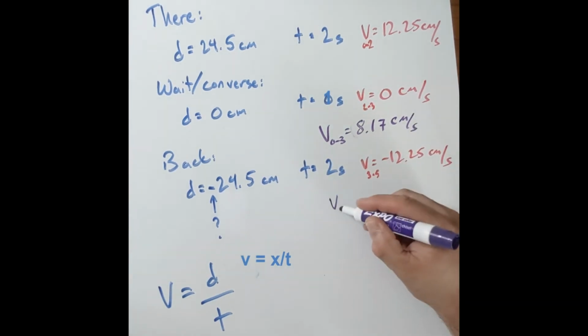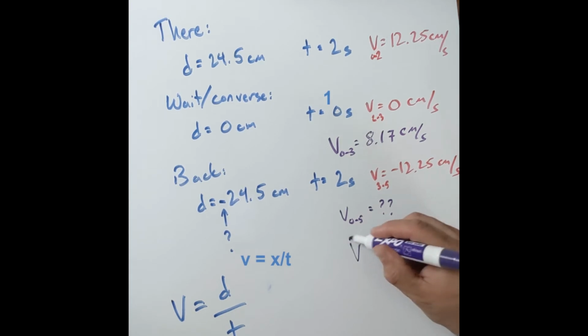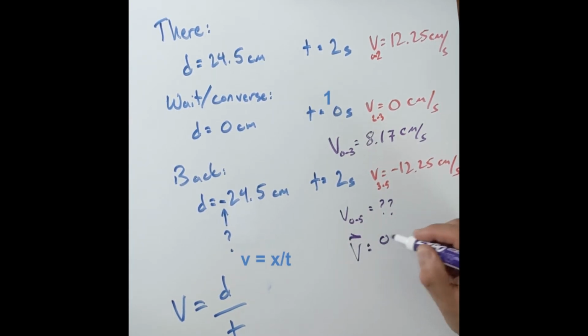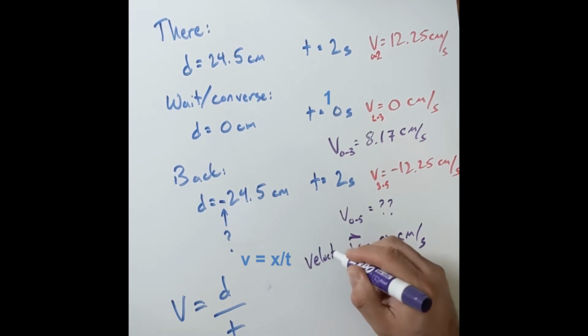What about his velocity and speed for the entire trip? His velocity, which we'll mark with this little arrow, has to be 0 centimeters per second, because his total displacement was 0 centimeters.